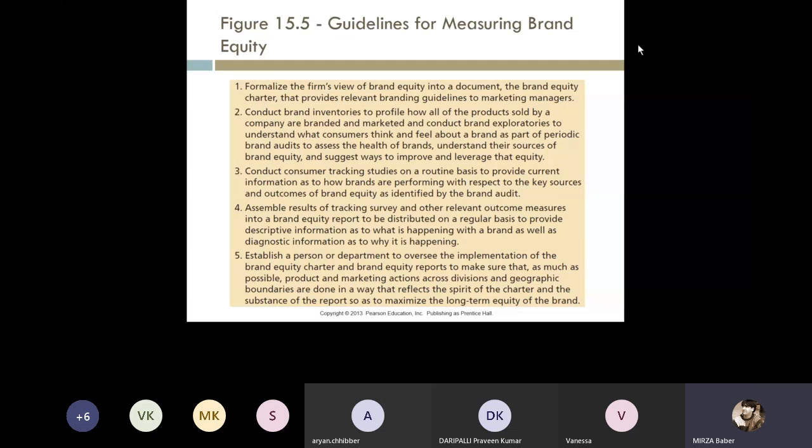Number 3, conduct consumer tracking studies on a routine basis. Number 4, assemble results of tracking survey. This is simple marketing research and controls. And number 5, establish a person or department to oversee the implementation of the brand equity charter and equity reports. You have to constantly monitor.